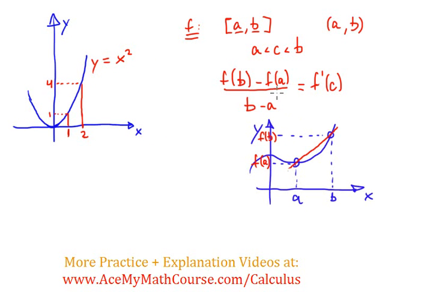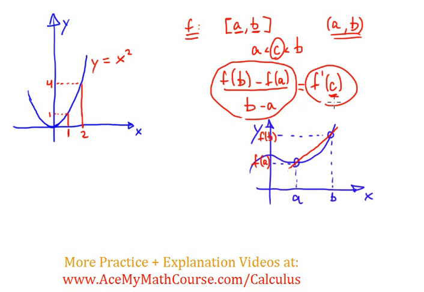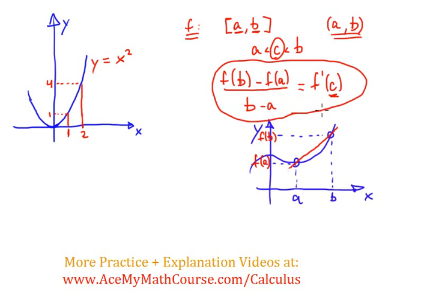Okay, so here's the mean value theorem. If we have a function f of x that is continuous on the closed interval a, b, and is differentiable also, that's important, on the open interval a, b, then there's at least one point c within a and b, such that this happens right here. And this is basically the most important part of the mean value theorem.